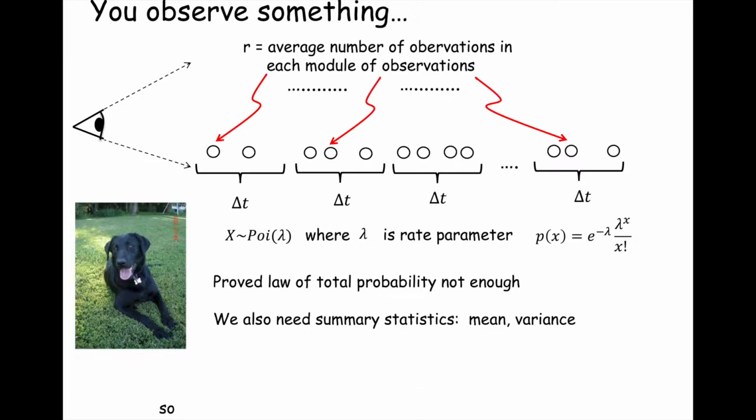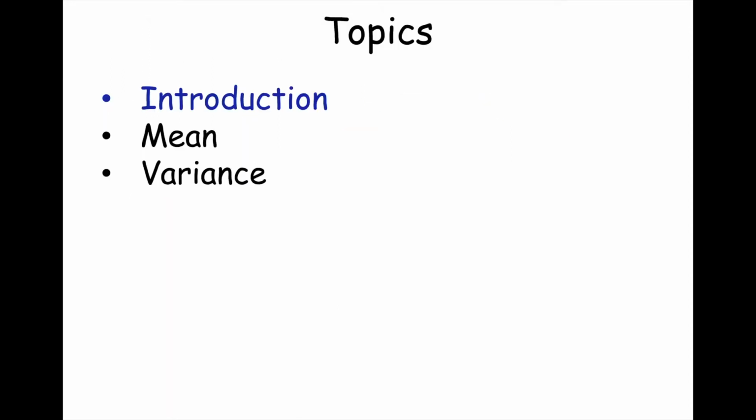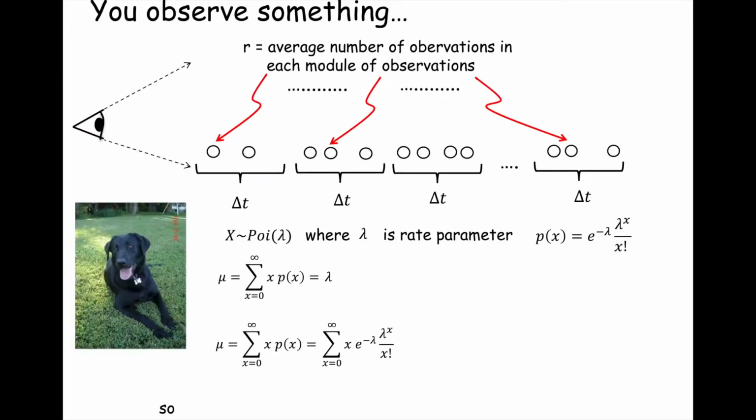And so proving the law of total probability very often is not enough. You also need to show or prove the summary statistics. And for the Poisson, we're going to show the mean and the variance. And what you'll find is that the mean and the variance for the Poisson are going to be the same thing. But that's not the case for other distributions. Okay, so let's take a look first at the mean. And I've budgeted for lots of questions, so who knows, we might get out earlier, we might get out on time, depending on the questions, so try to anticipate.